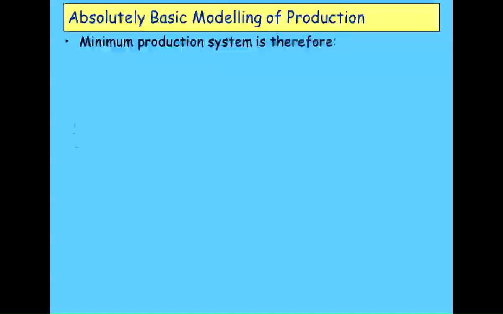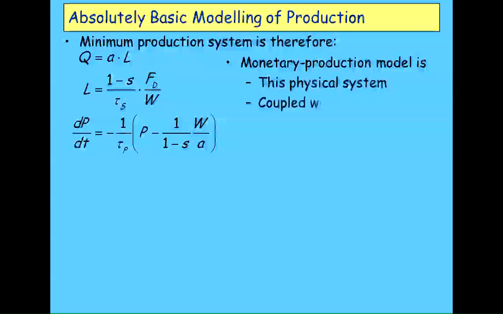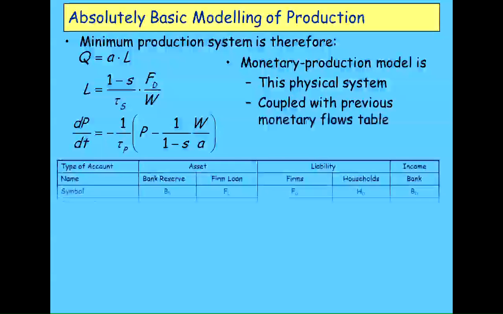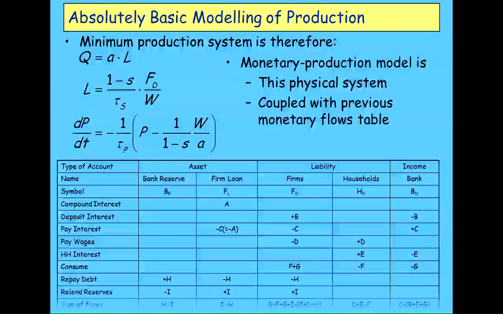So the minimal system I need for production is just those three equations. Quantity is productivity times labour. Labour is the money wage volume divided by the wage rate, and the third is the rate of change of prices. So the overall model is this physical system coupled with the monetary flows table I built up for you beforehand. Now this is putting it in slightly more detail, and I'm including deposit interest being paid here, all of which is quite simple extensions to the model I built live in QED last week. But you then get, and this is also including repayment, which I'm going to cover as well in the system. Now in equations, that's what it looks like.